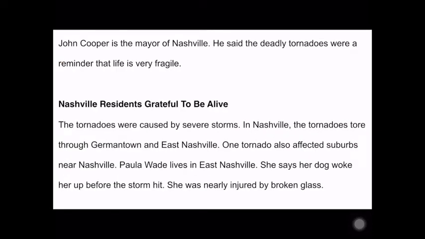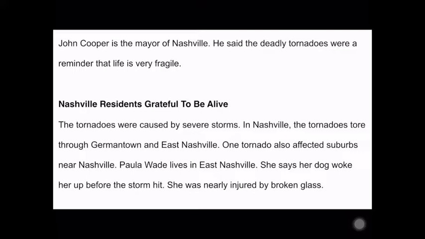John Cooper is the mayor of Nashville. He said the deadly tornadoes were a reminder that life is very fragile. Nashville residents grateful to be alive. The tornadoes were caused by several storms. In Nashville, the tornadoes tore through Germantown and East Nashville. One tornado also affected suburbs near Nashville.